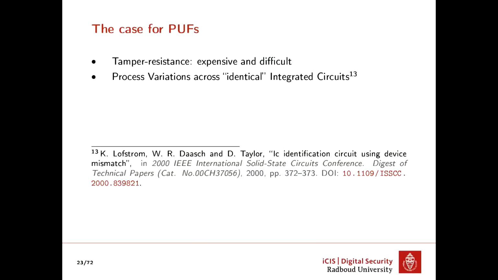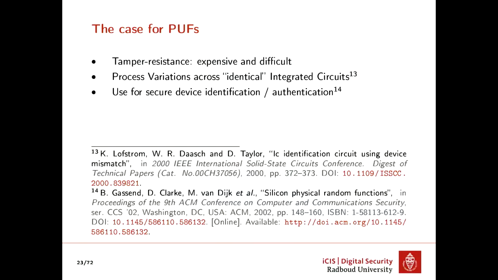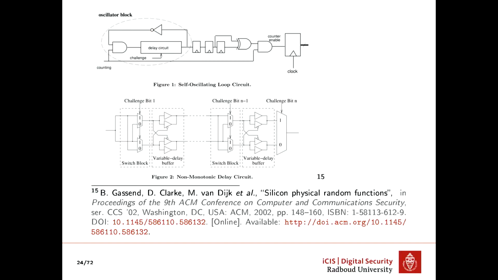There is enough process variation across integrated circuits that they're not identical because of those process variations. And already in 2000, Lawson, Dash, and Taylor had a small paper on special device identification circuits. But if you want to use those for secure device identification and authentication, then just a single such circuit is not enough. You need more.